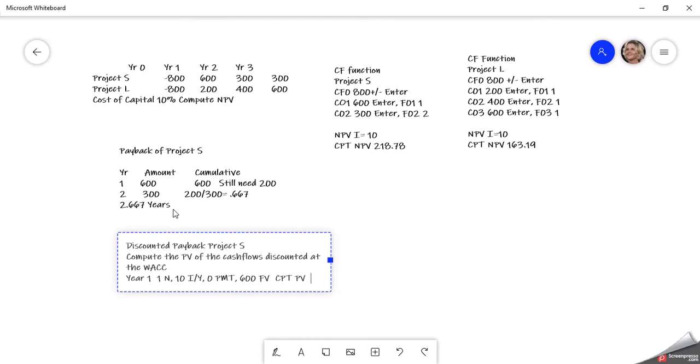So if I put those into my calculator again, the end of year one, discounted at 10%, which is my cost of capital, no payment. I'm going to receive $600 at the end of year one, so that's my future value. Discount that back to a present value by computing that present value. We get 545.45.